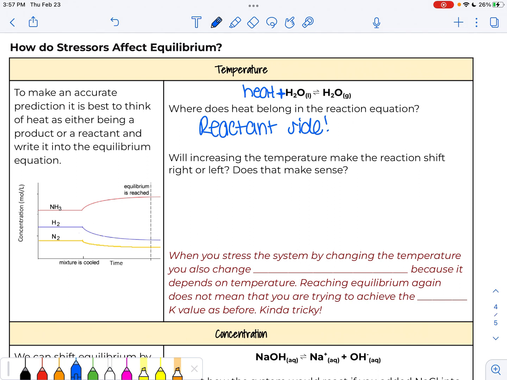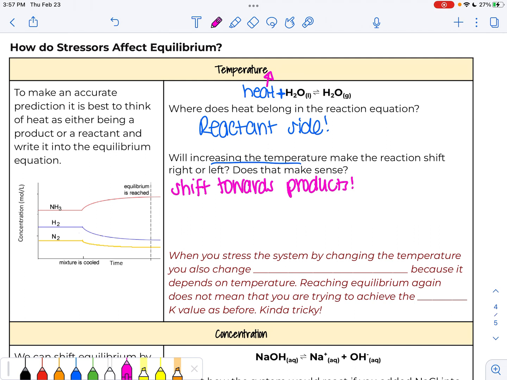So liquid water will absorb heat energy and then turn into gaseous particles. If we think about increasing the temperature, what are we doing to our system? We're increasing the amount of heat energy we add. Will this make the reaction shift left or right? Will it make it shift towards products or towards reactants? This should make a shift towards products. Does that make sense? Hopefully it does.